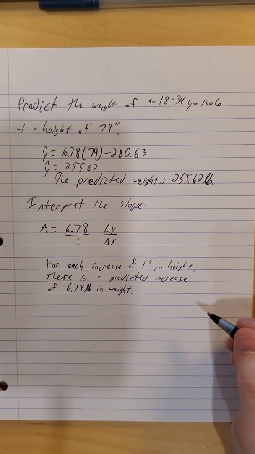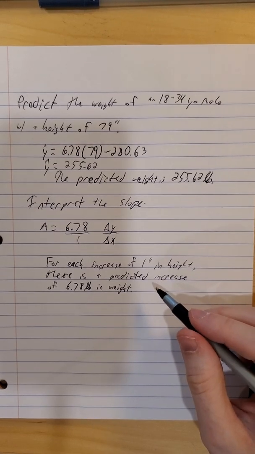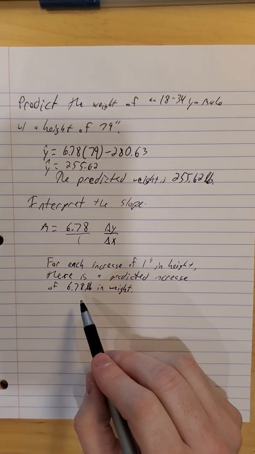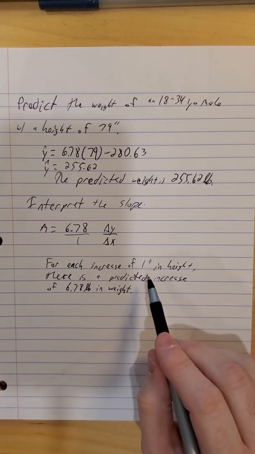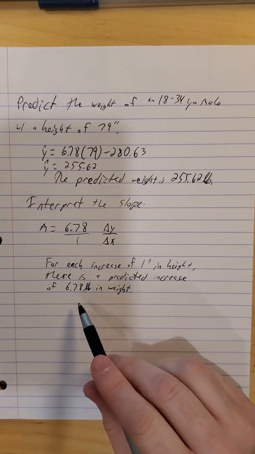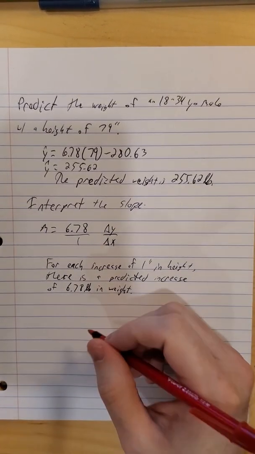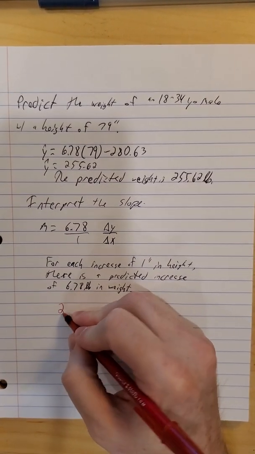So this isn't saying that every time you increase 1 inch in height, your weight will go up exactly this much. This is just saying on average for this data set, someone that's 1 inch taller will be about 6.78 pounds heavier.